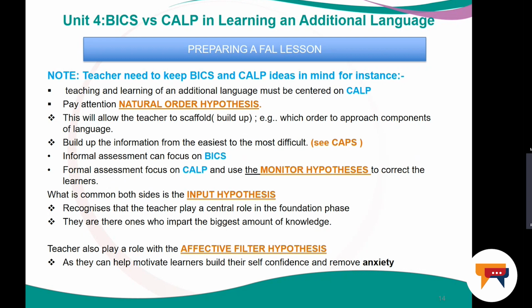That's the natural order. Informal assessment can focus on BICS, where you just ask them to talk to you. Formal assessment focuses on CALP and uses the monitor hypothesis. You are correcting, you are helping the learners to correct their mistakes. Now, what is common on both sides is the input hypothesis, that you as the teacher recognize that the teacher plays a central role in the foundation phase. You are the input.